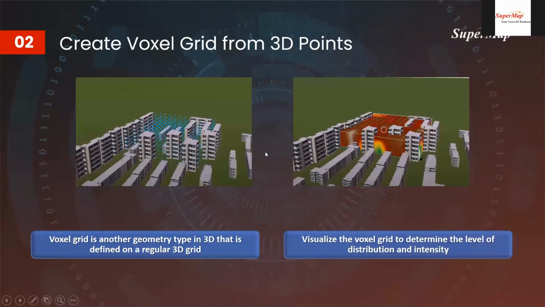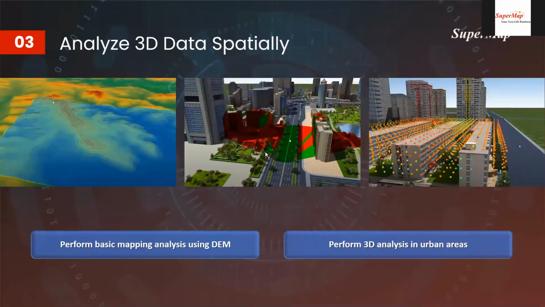Okay. In this section, we will work using the DEM data to perform basic mapping analysis such as slope and aspect, visibility analysis, flooding, and profile analysis. Then we will also work using other data to perform other 3D analysis such as shadow, skyline, and manually.